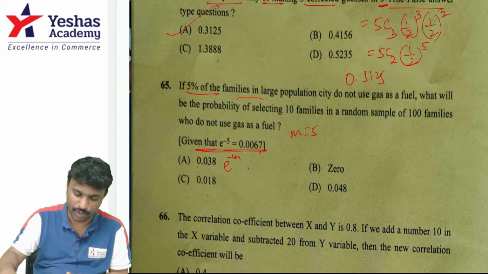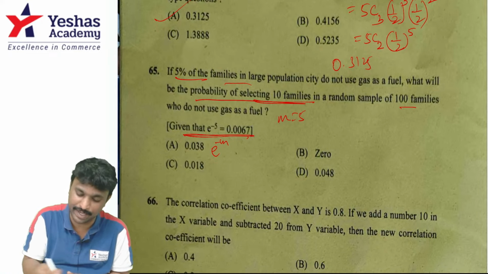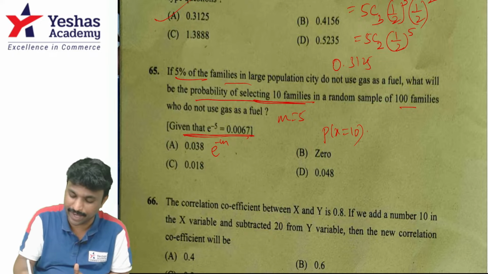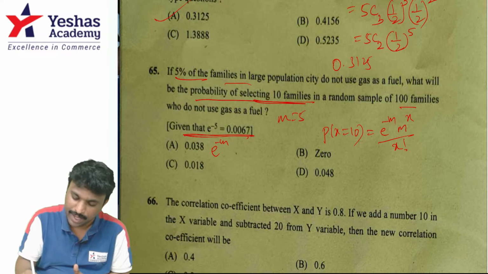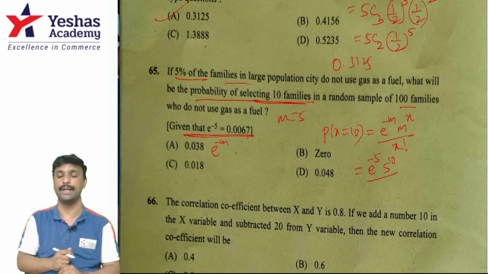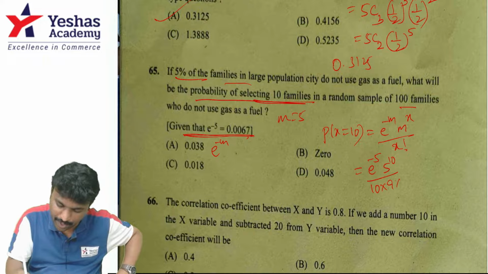Guys, what is it we need to find out of 100 families? What's the probability of selecting 10 families? That means P of x equal to 10 is what we are asked to find. So e power minus m, m power x by x factorial. Guys, e power minus m means e power minus 5, 5 power 10 divided by 10 factorial, because x is equal to 10. Can I write 10 factorial as 10 into 9 into 8 factorial?